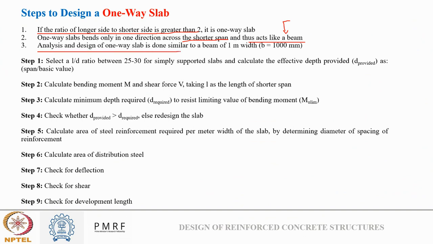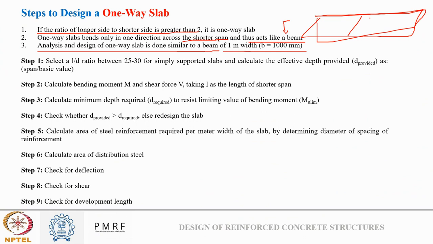So to analyze and design a one-way slab, we can design similar to a beam by considering the width of the slab as 1 meter. Generally the slab width can be like 4 meter, 5 meter, 6 meter, 10 meter, it can be anything. So we design the one-way slab for a 1 meter width, and we say the same design will hold along the width of the slab continuously. We design the reinforcement for 1 meter. We say that we need to provide say 10 mm or 12 mm reinforcement along the tension side at a spacing of 100 mm, and this will hold true for the whole width of the slab. So initially we consider B as 1 meter or 1000 mm.